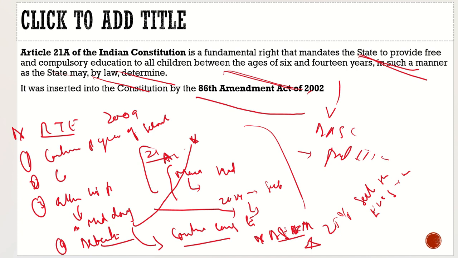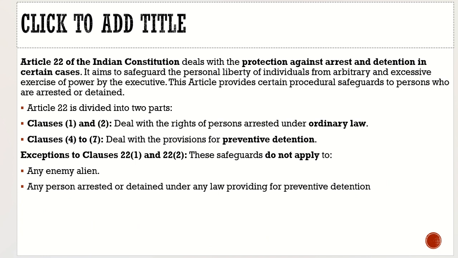Now let's move to Article 22. Let's try to understand that. What does Article 22 say? As highlighted here, Article 22 of the Indian Constitution deals with the protection against arrest and detention in certain cases. It aims to safeguard the liberty of the individual from arbitrary and excessive exercise of power by the executive. This article provides certain procedural safeguards to persons who are arrested or detained.